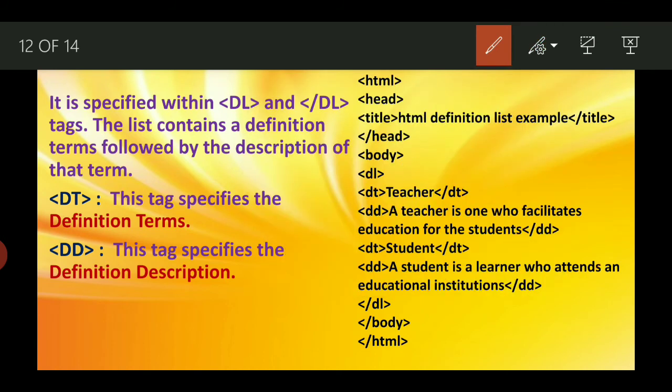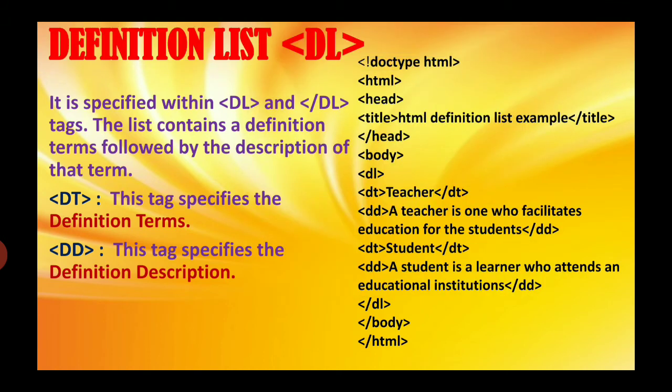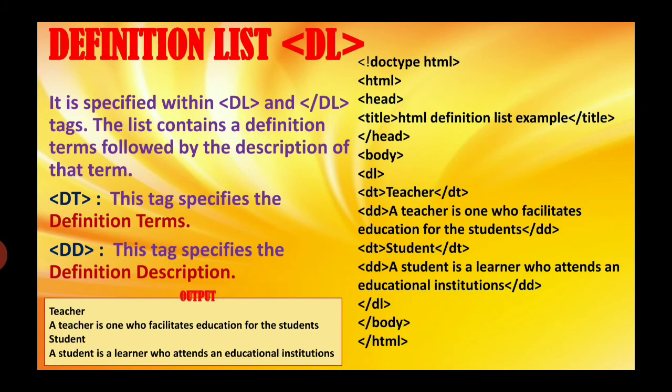Now what will be the output? See the output. See, the definition term was teacher and the definition description was a teacher is one who facilitates education for the students. Next, the definition term was student and the definition description was a student is a learner who attends an educational institution. So this is how the output will come when you write the coding. So this is the function of the definition list, definition terms and definition description.